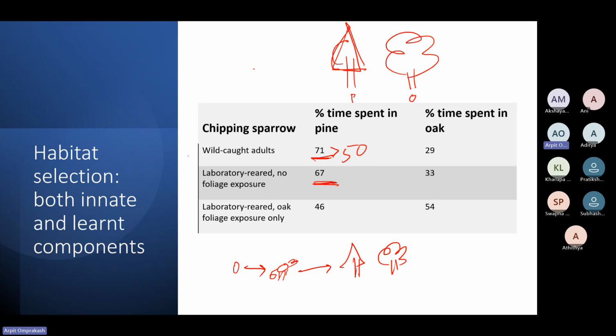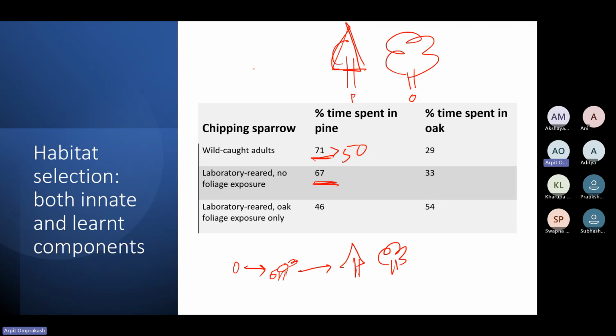The first one was basically our control. We wanted to see if there is a preference. In the second experiment, we figured out that even if we don't show them any leaf of any kind beforehand, they still prefer the pine tree. So maybe there is something innate or coded in their DNA, or some epigenetic factor or some drive that is fueling this choice or preference, right? That's what the second experiment tells us, that there's some innate component to this habitat selection, to this habitat choice or preference.